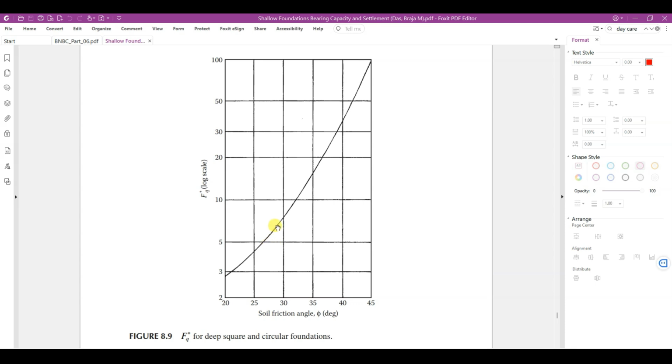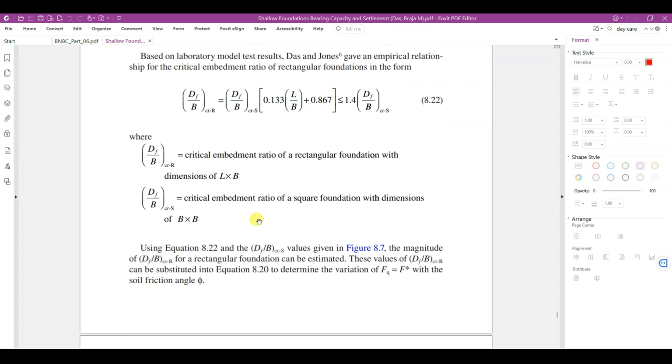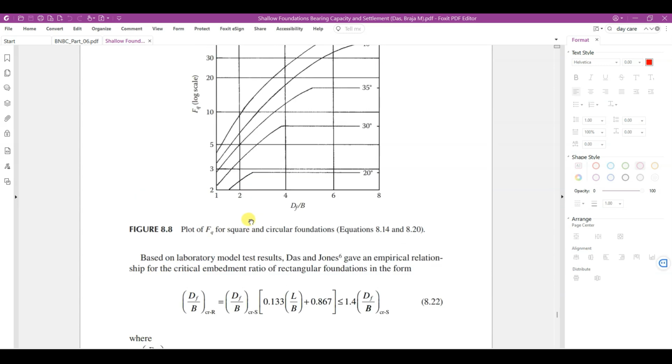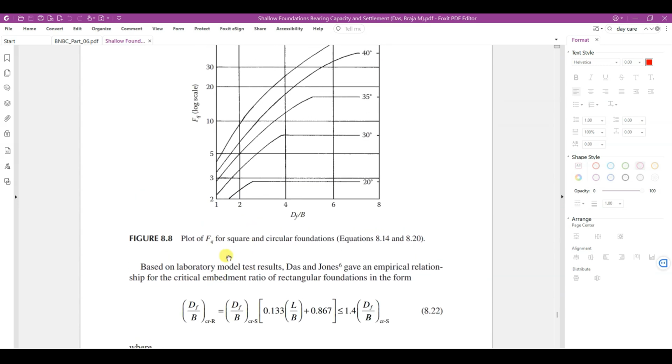So we have to remember this. However, there is another catch. This graph is provided only for square and circular foundations. This factor FQ will have to be adjusted for the rectangular foundations. There is a procedure mentioned in the book on how to do this. How to do this is fairly simple. I will take you through this once more in an example I have done in a spreadsheet. However, I'm trying to introduce you to the formulas here.